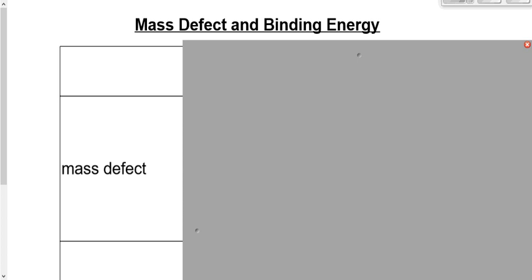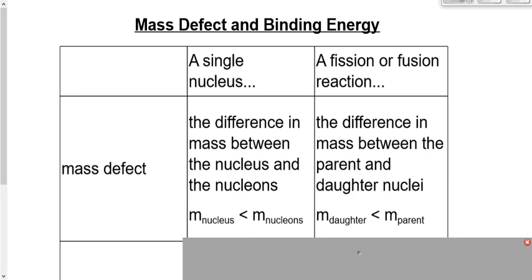But we can also describe mass defect in the context of a single nucleus. Now this is kind of wacky. In the context of a single nucleus, the mass defect is the difference in mass between the nucleus and the nucleons. Just hold off on writing this for a second. The nucleons are the protons and neutrons. We've talked about that before, right?